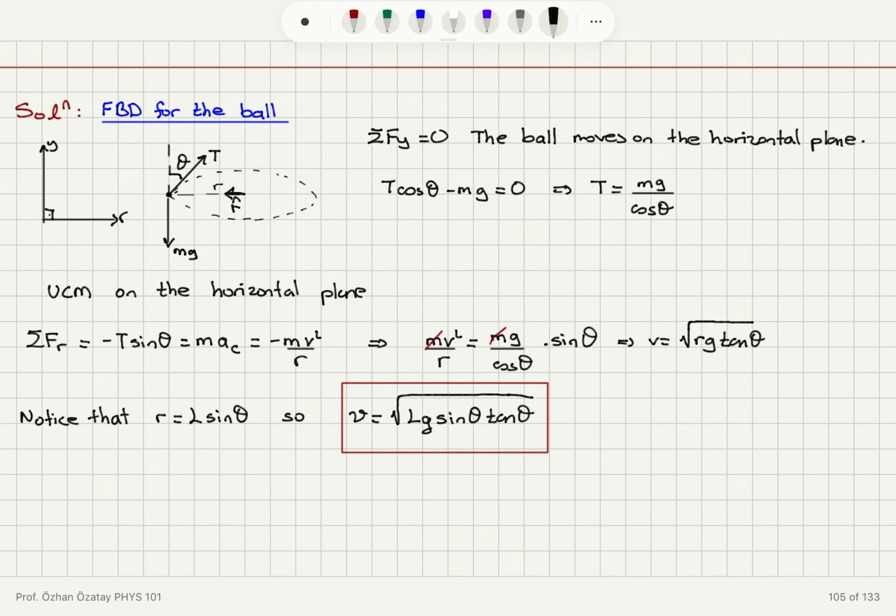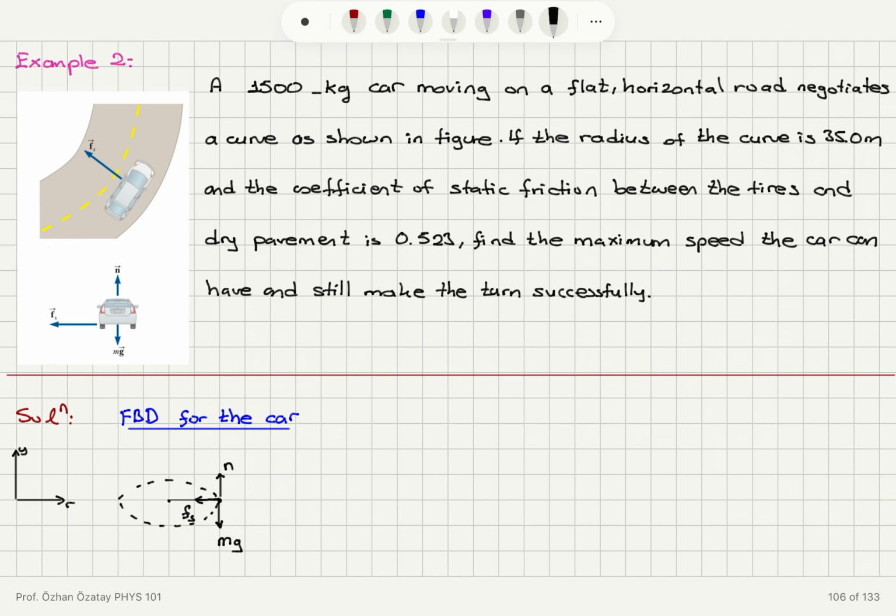Okay, now we can move on to our next example. A 1500 kilogram car moving on a flat horizontal road negotiates a curve as shown in figure. If the radius of the curve is 35 meters and the coefficient of static friction between the tires and the pavement is 0.523, find the maximum speed the car can have and still make the turn successfully.